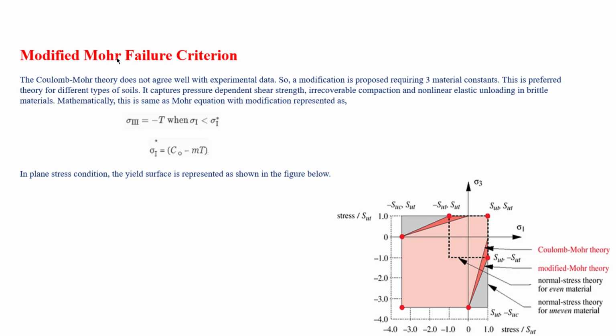So the formula has some modifications in it, and you can see the yield surface here. The Coulomb-Mohr theory is this. This modified Coulomb theory is this. Okay, the complete one. The normal stress for uneven materials. So this is the complete explanation for all the brittle material failure theories.